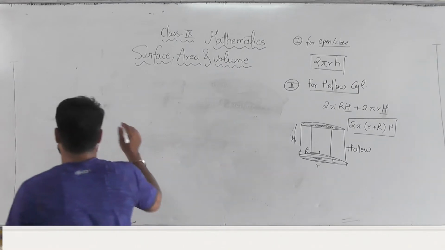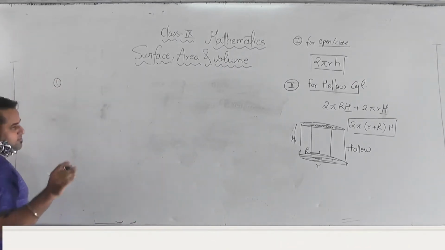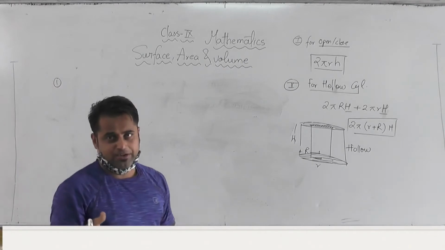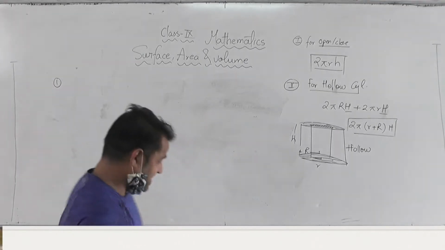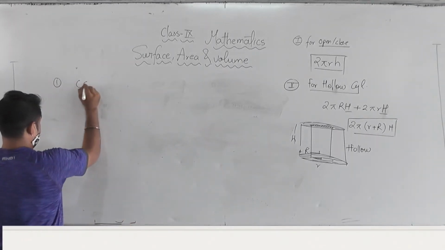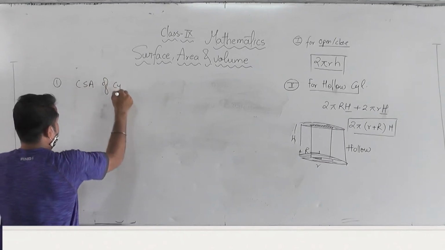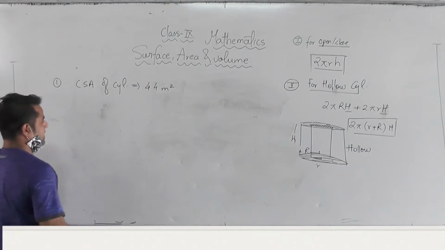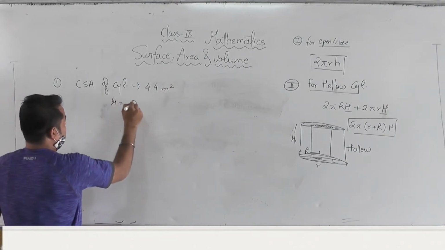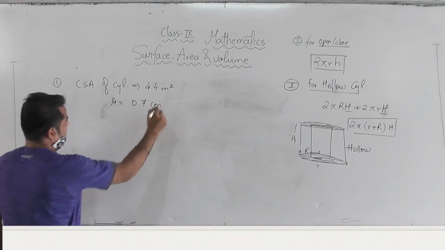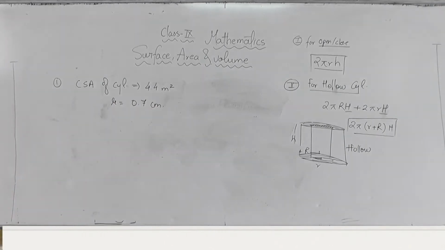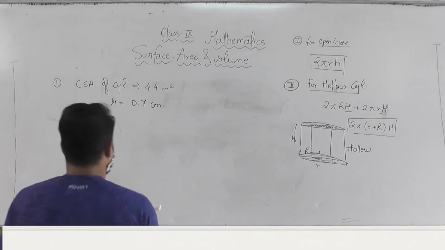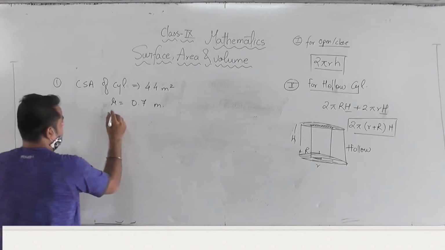Now always write the initial information already given in the question. It is saying that the CSA is given. CSA of the cylinder is 4.4 meters square. The radius of the base is 0.7, meter is only meters. We need to find the height.